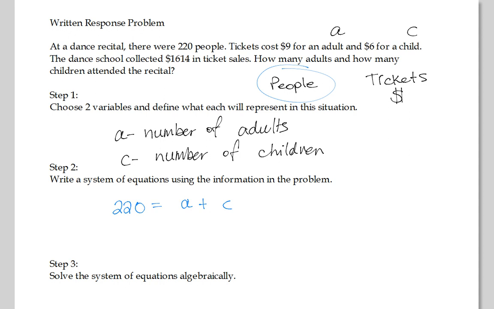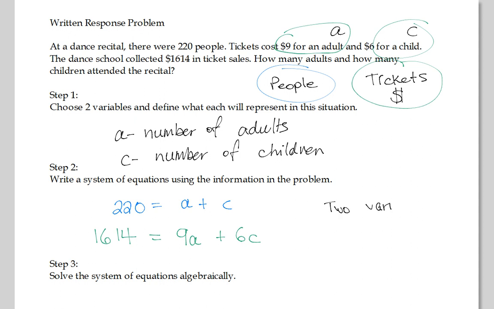So what's the other equation that has to do with ticket price? Good. 9 times A, that's the $9 for the adult, plus 6 times C. And what's that going to add up to? 1,614. So here's the system of equations. Two variables, two equations. This is something you can solve.